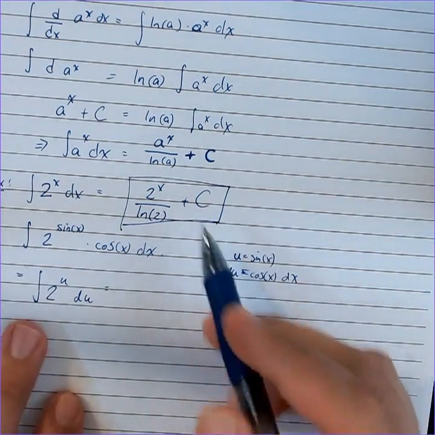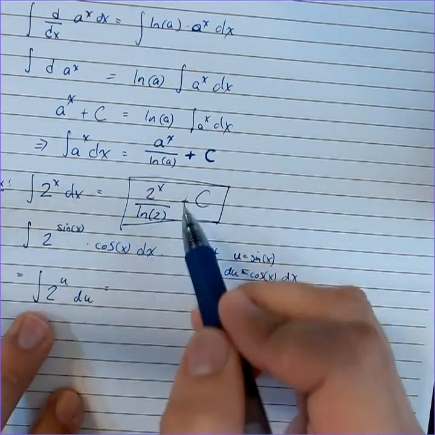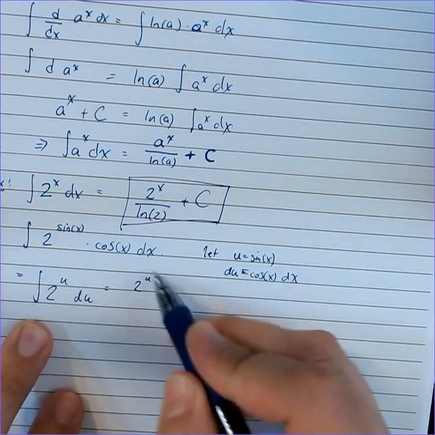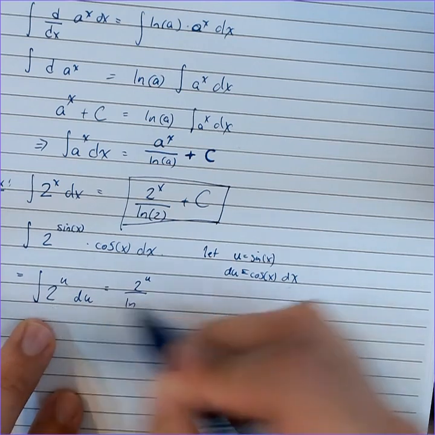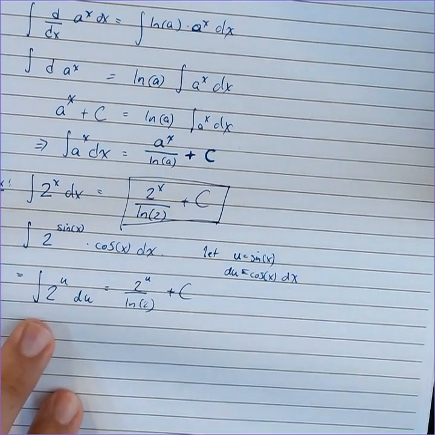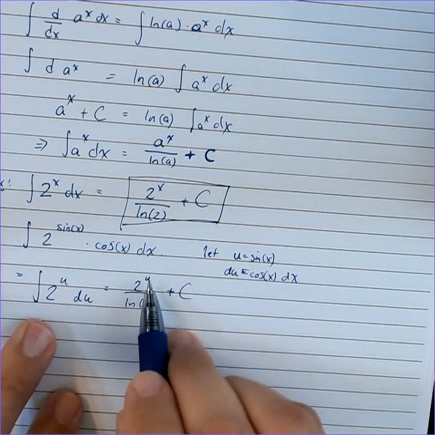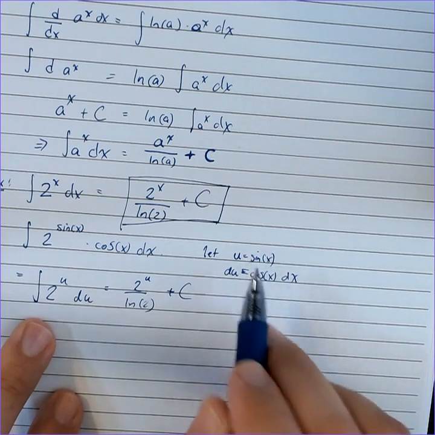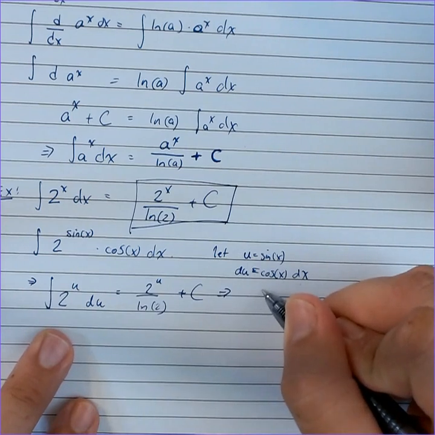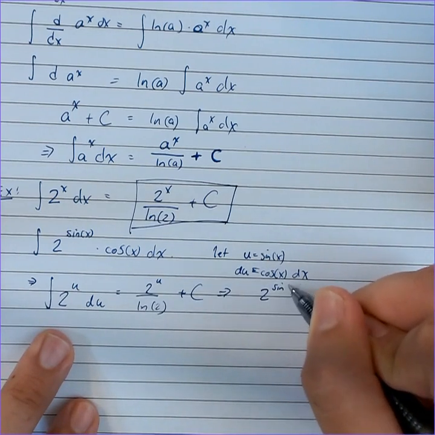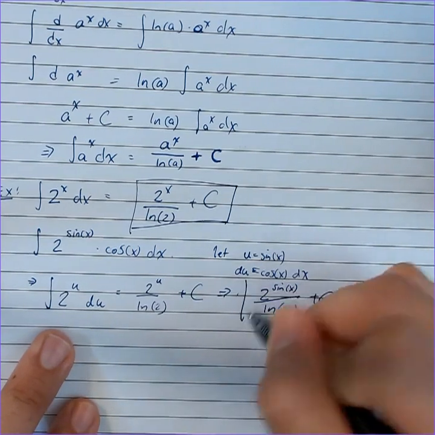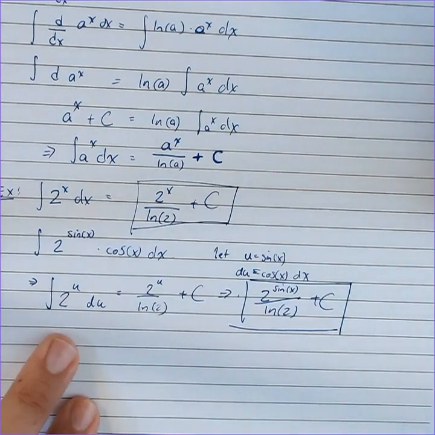Now this result looks the same as before, except instead of x's we have u's. So that's 2 to the power of u, divided by the natural log of my base, which is just the number 2, plus a constant of integration. But of course, u is a stand-in. U means sine of x. So in the end, we get 2 to the sine of x over the natural log of 2, plus a constant of integration. And that's our result.